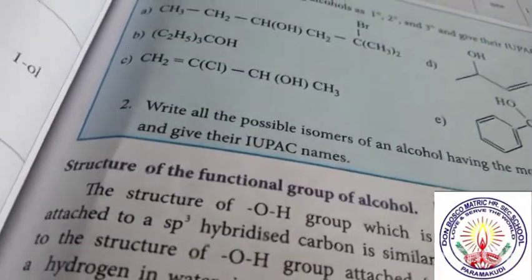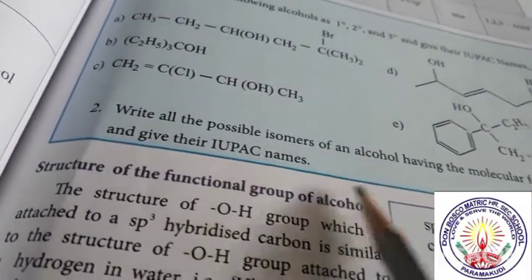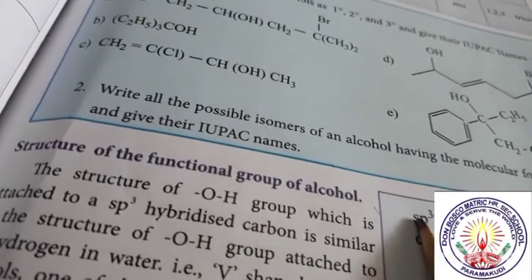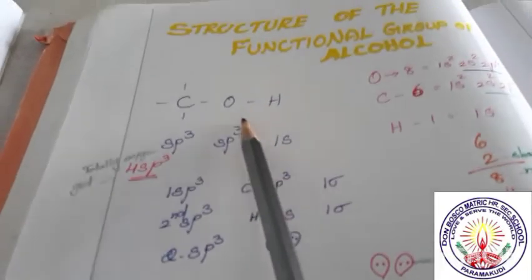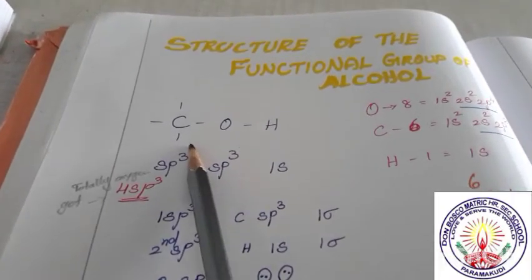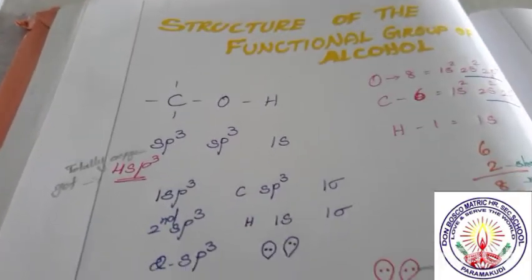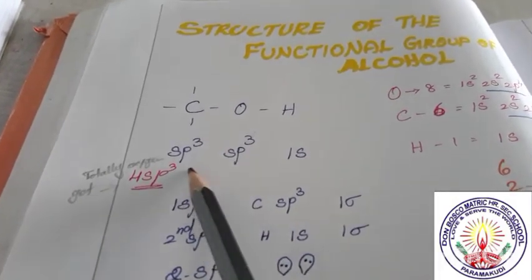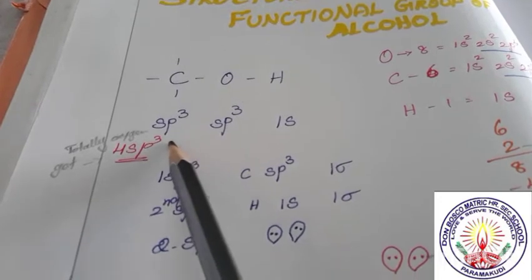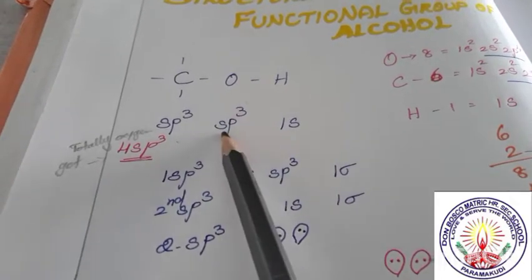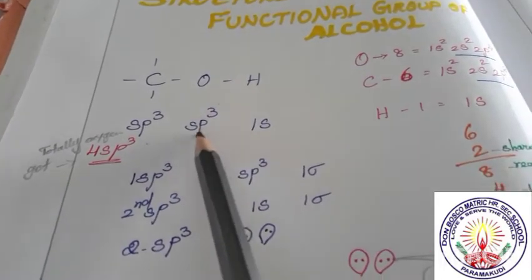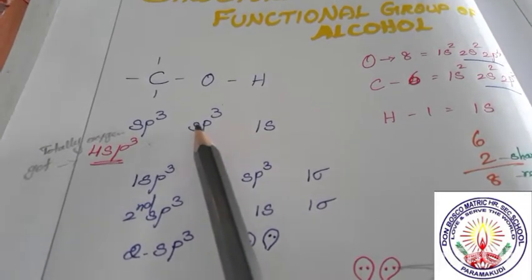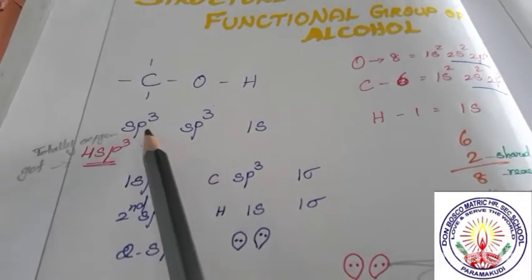Hi students, here we shall see the structure of the functional group of alcohol. Here O is attached to carbon and this carbon is sp3 hybridized. In the same way oxygen is also sp3 hybridized. We know what is sp3 hybridized because these are saturated.